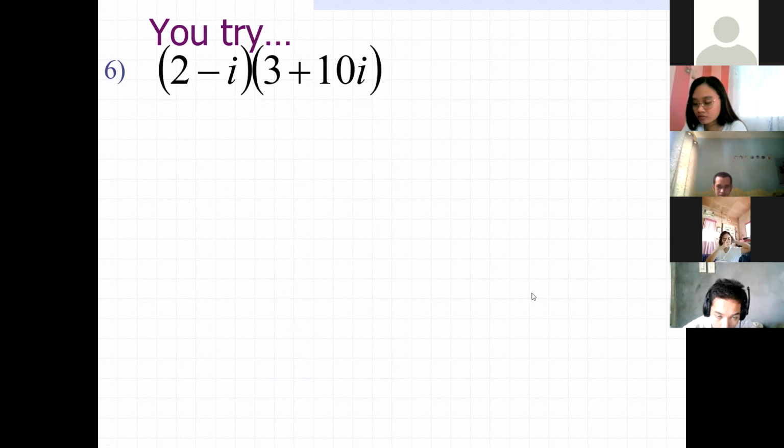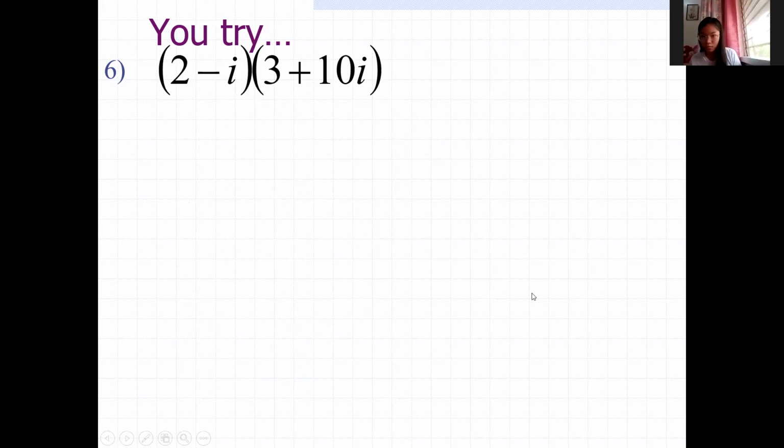What about number 6? Example number 6, Bam Datoy. I want you to answer this one, Bam. 2 minus i and 3 plus 10i, we multiply it.